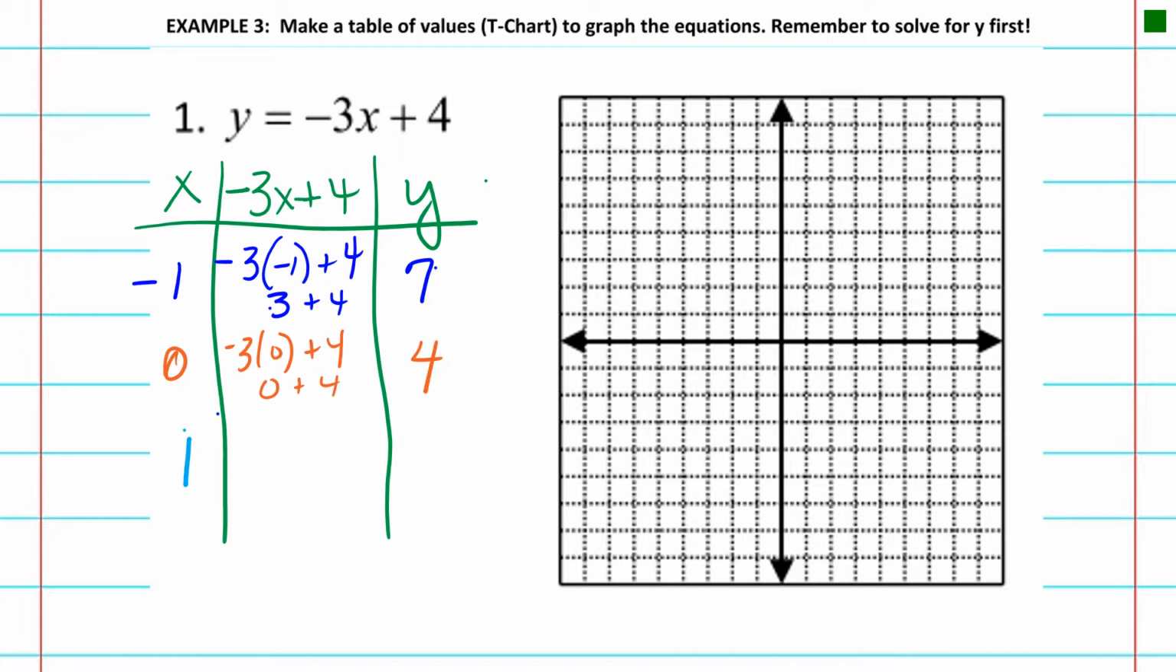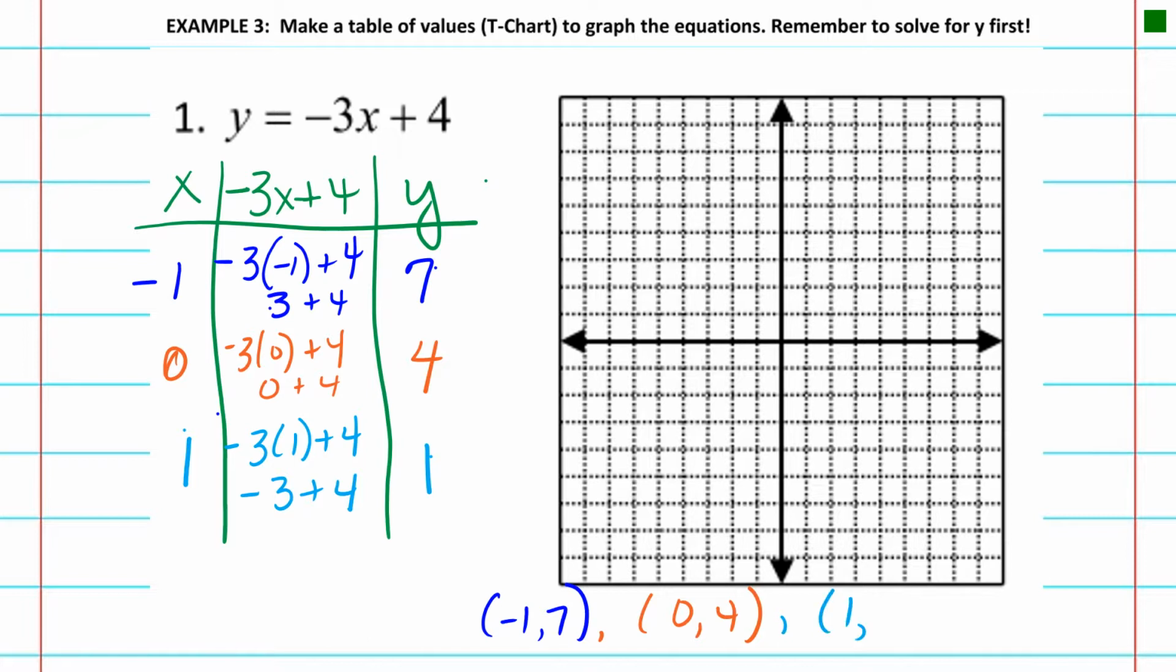And then finally, I have 1. So I have negative 3 times 1 plus 4. So I have negative 3 plus 4, and that gives me positive 1. So those are my three y values. So I have 3 ordered pairs. I'll write these down here at the bottom: I have negative 1, 7. I have 0, 4. And I have 1, 1.